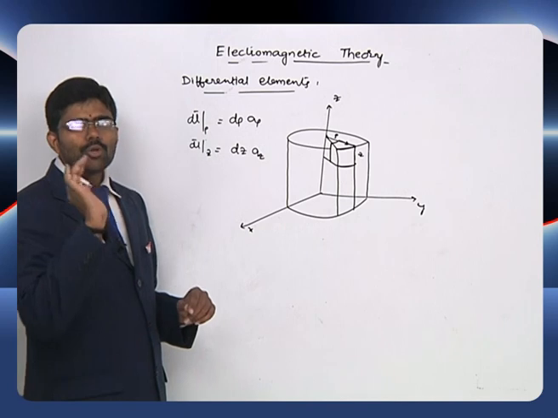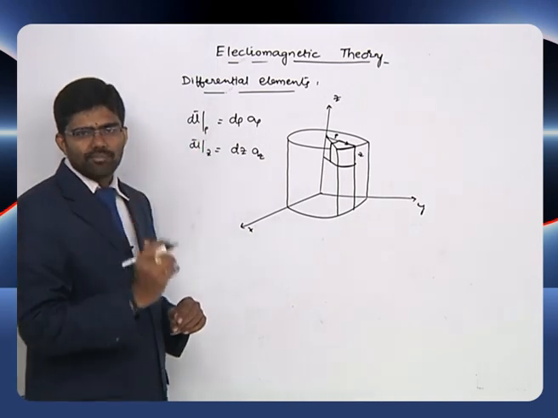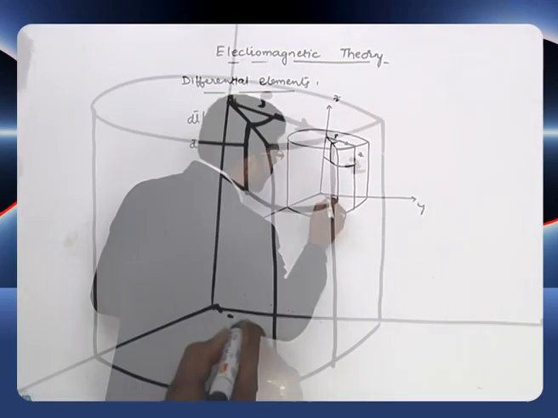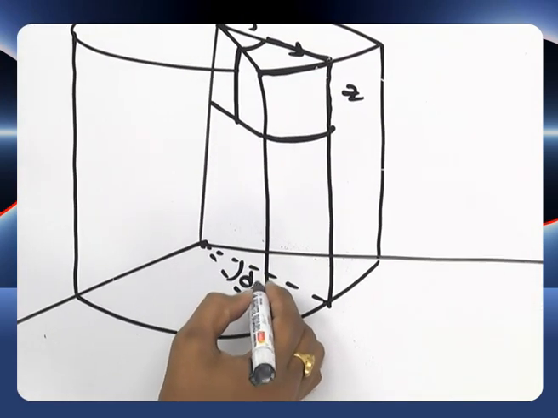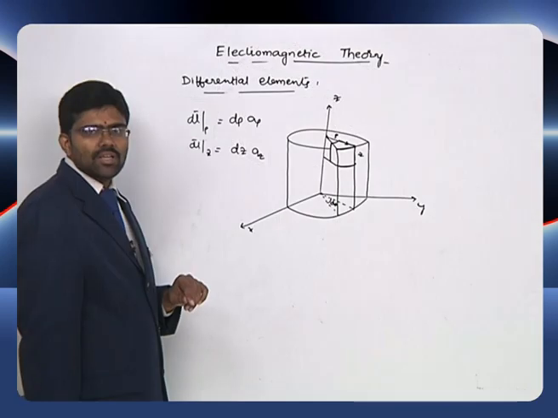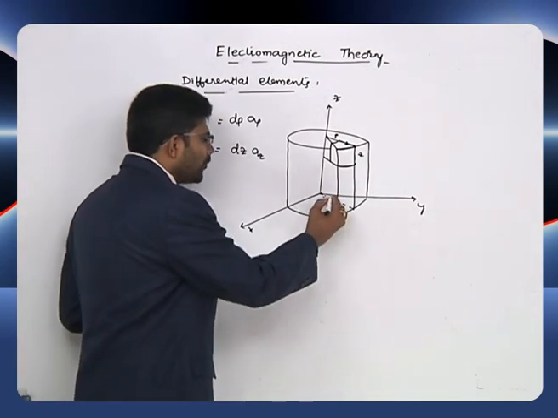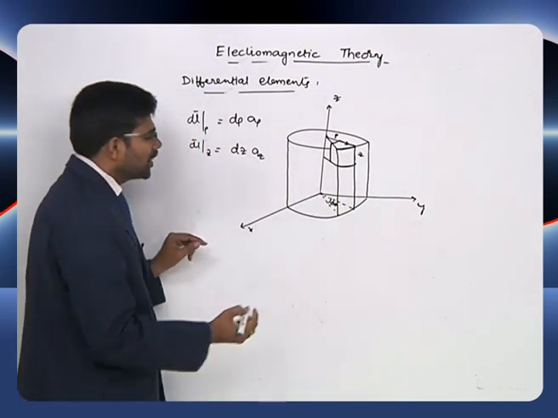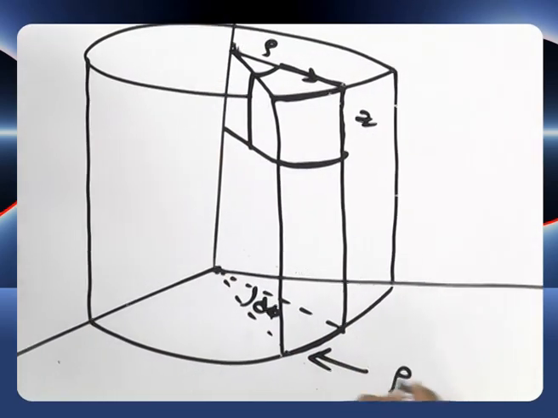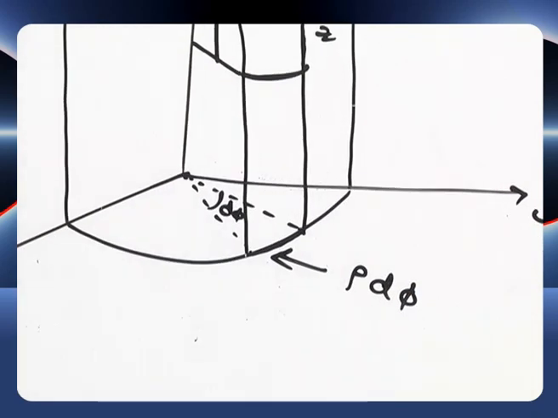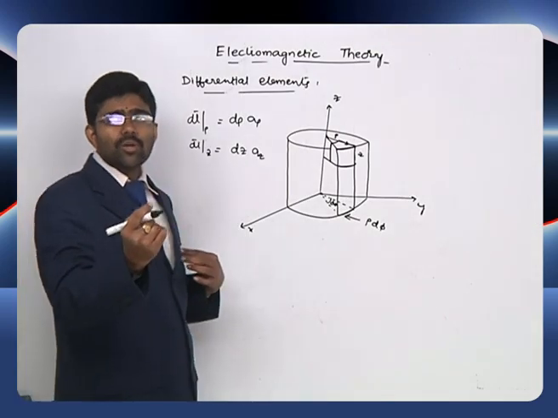So what you have to do is consider the length of that arc. If you take the projection, this small angle is phi, d phi. So in the direction of phi, if you consider the small angle as d phi, then the length of this arc is nothing but the radius multiplied by that angle, rho d phi. So here it is clear, this is a simple point you need to remember.